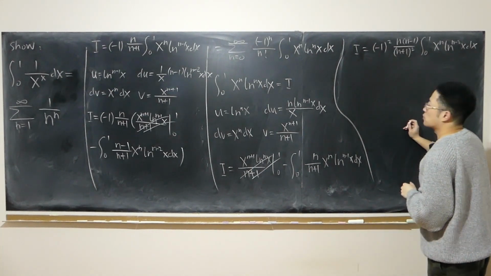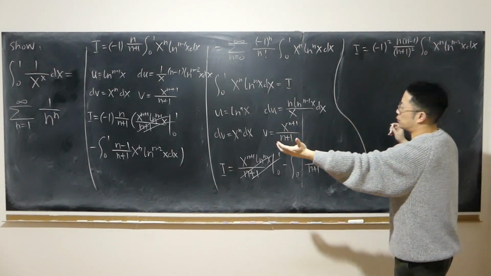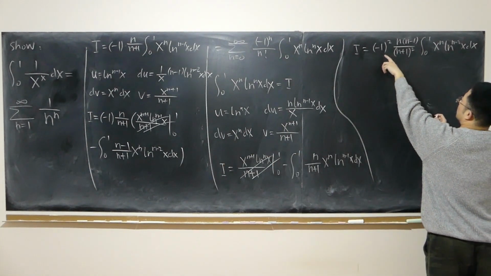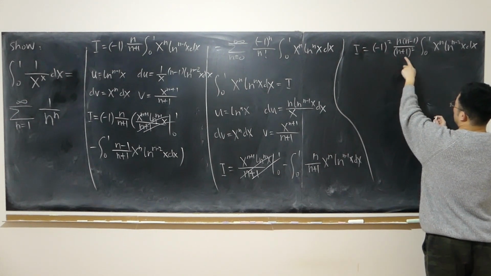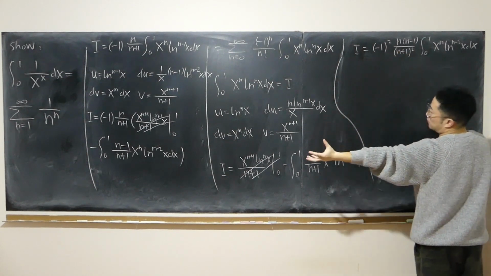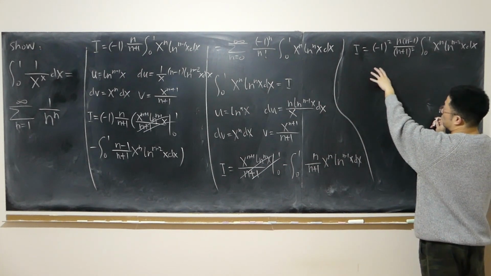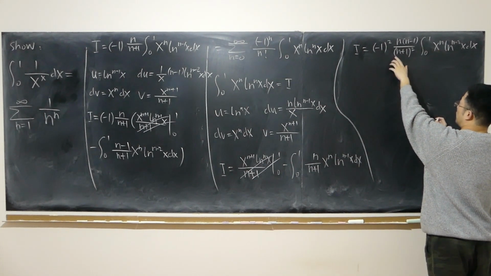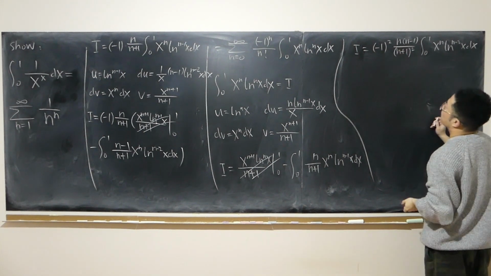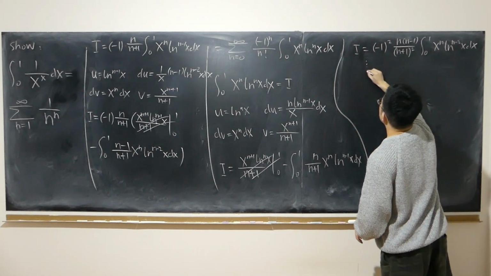Okay, so right now the pattern is kind of clear, right? We do the integration by parts twice. Then we have negative 1 to the power of 2, n plus 1 to the power of 2, and n times n minus 1 after we did it twice. Now, if we do it 3 times, we can expect to have negative 1 to the power of 3, n plus 1 to the power of 3 down here, and n times n minus 1 times n minus 2.